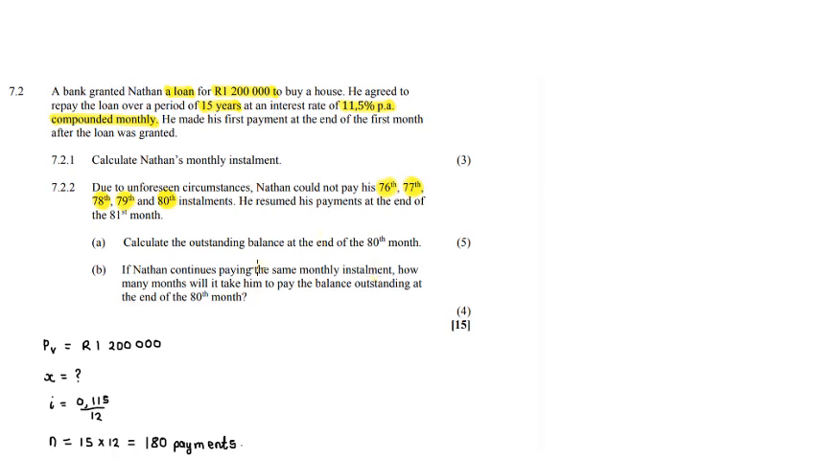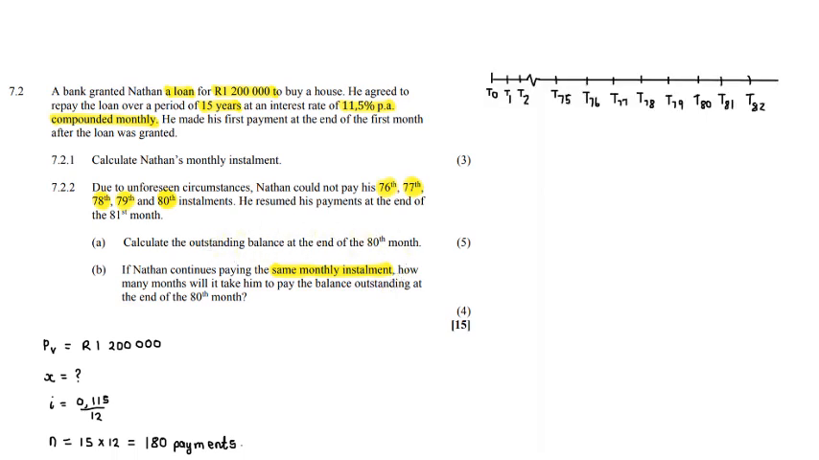So when we compare this to Jane's situation, Jane decided to pay an increased monthly installment in order to still cover the loan in the agreed period of 20 years. But now Nathan is doing sort of like the opposite. Nathan still wants to pay whatever his monthly installment was, so his monthly installment is staying the same. And now we need to find out how many months it will take for him to pay the balance which is outstanding, which is the value that we're going to calculate here in A.